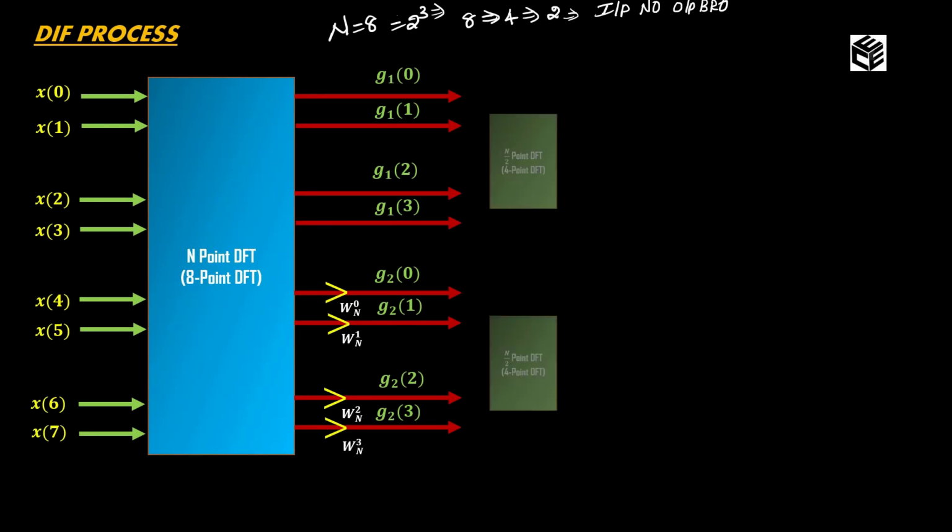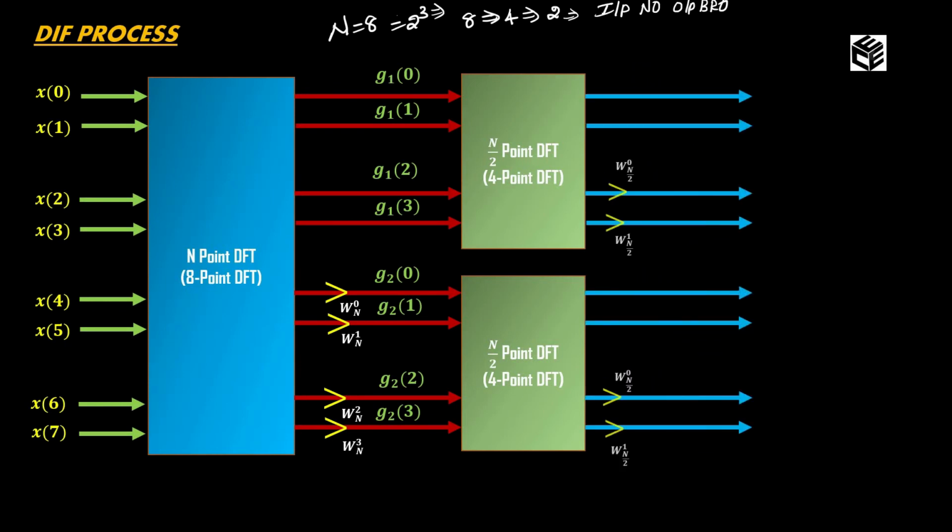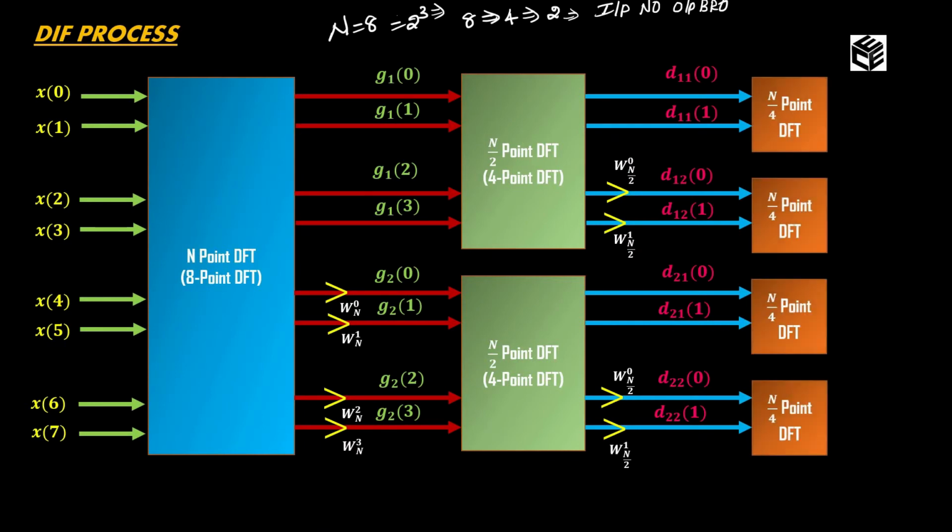Okay. And this is given as an input to the second stage. Second stage is nothing but 2 sets of 4-point sequences. And at the output of this stage, we will be adding the twiddle factors, that is wn by 2 power 0 and wn by 2 power 1. The outputs of the stage will be d11 of 0, d11 of 1, d12 of 0, d12 of 1, d21 of 0, d21 of 1 and d22 of 0 and d22 of 1. Okay. And this will be given as an input to the third stage.